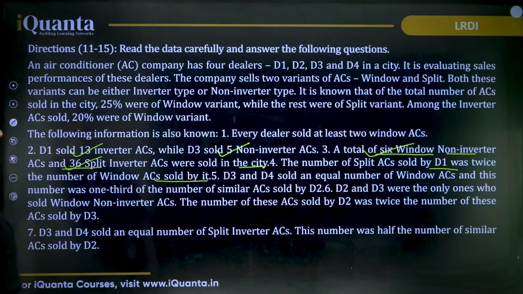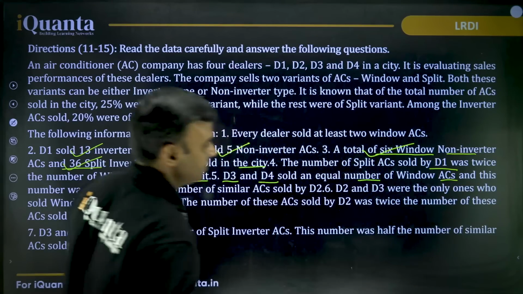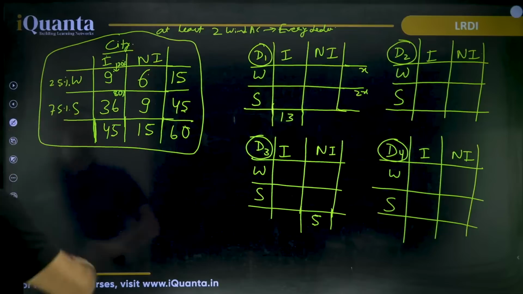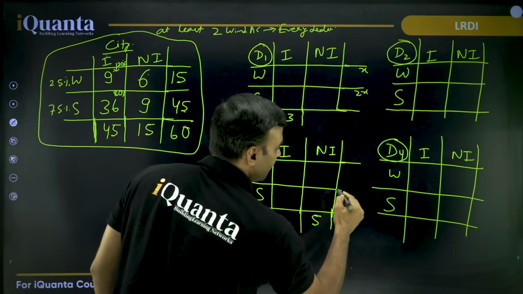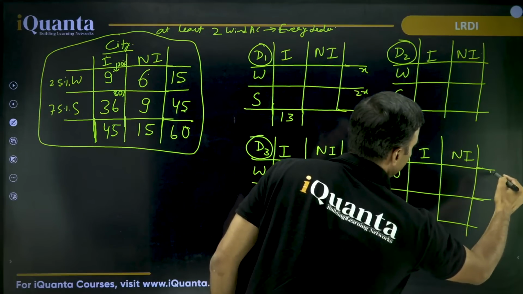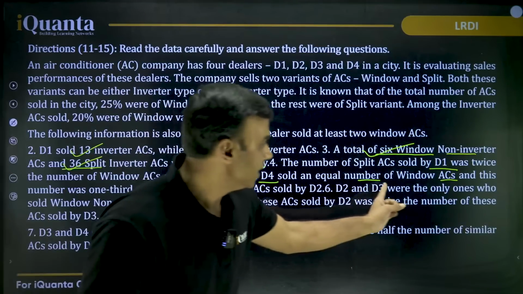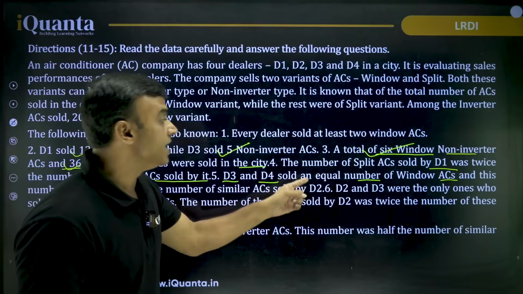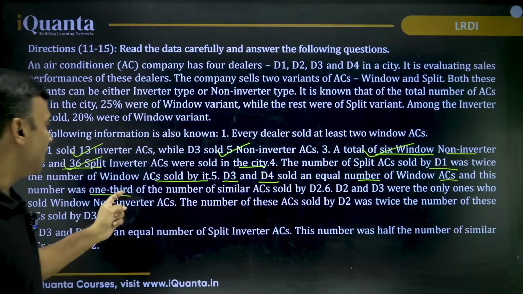Fantastic. Go ahead. Then D3 and D4 sold equal number of window ACs. D3 and D4, very carefully, they sold equal number of window AC. So if I put Y here, then window AC for D4 total should also be Y. What else? And this number was 1/3 of the number of similar AC sold by D2. We are talking about window AC, so similar AC means window AC by D2, and that has to be 1/3 of that.